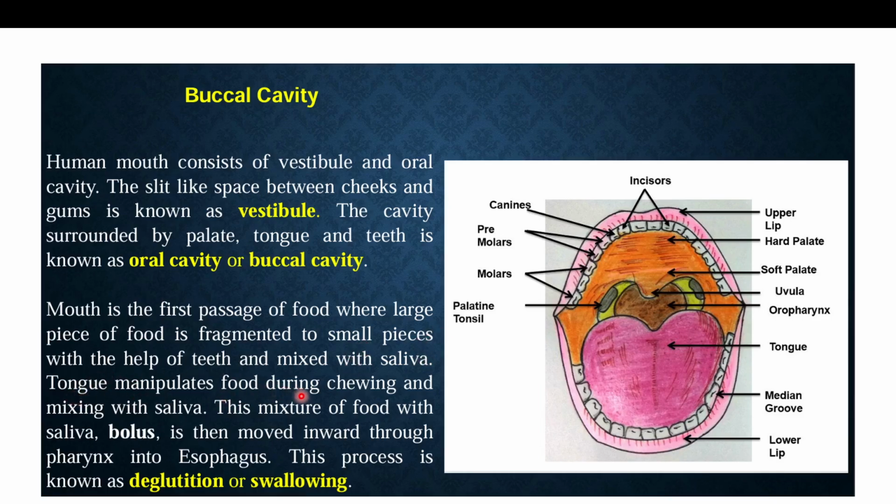The tongue manipulates the food during chewing and mixing with saliva. The mixture of food with saliva, the bolus, is then moved inward through the pharynx into the esophagus or the food pipe. The process is called swallowing or deglutition.